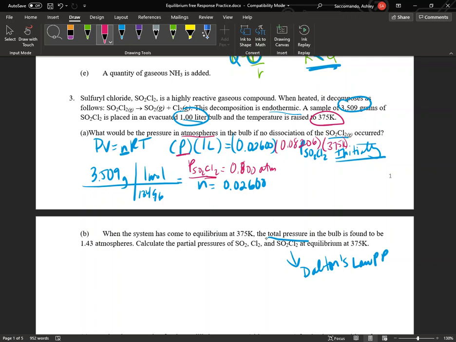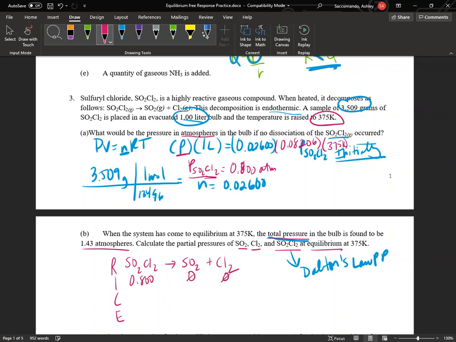So when the system has come to equilibrium, the total pressure in the bulb is found to be this. Calculate the partial pressures of this, this, and this at equilibrium. Wow, this is going to be fun. So we get the RICE table. We got to do RICE. All right, RICE is nice. So we have SO2Cl2, SO2, and then Cl2. Now, initially, I have 0.800 atm.